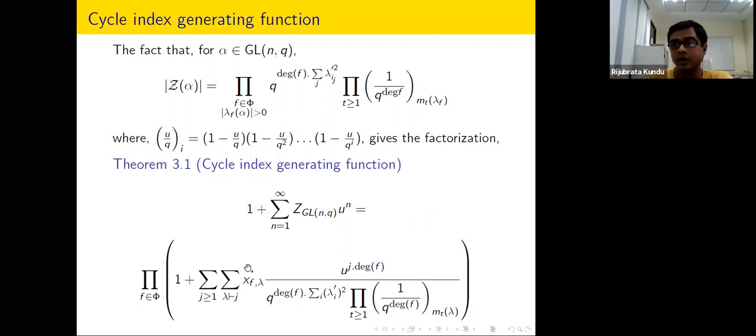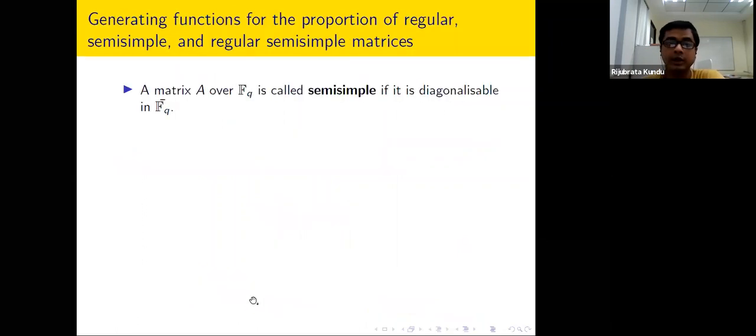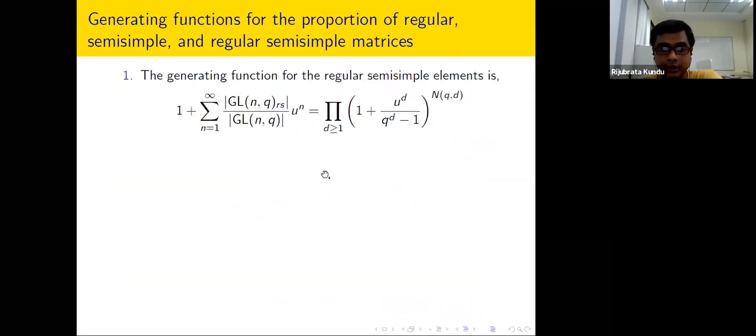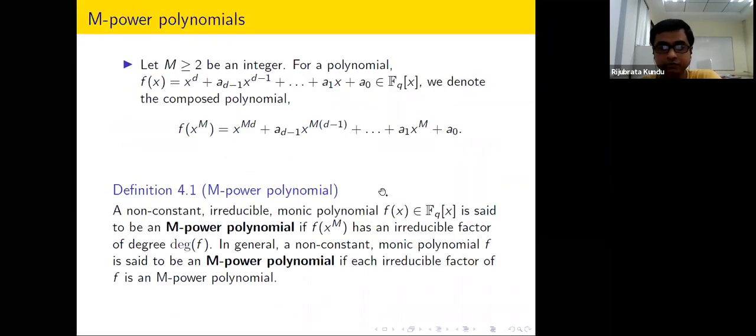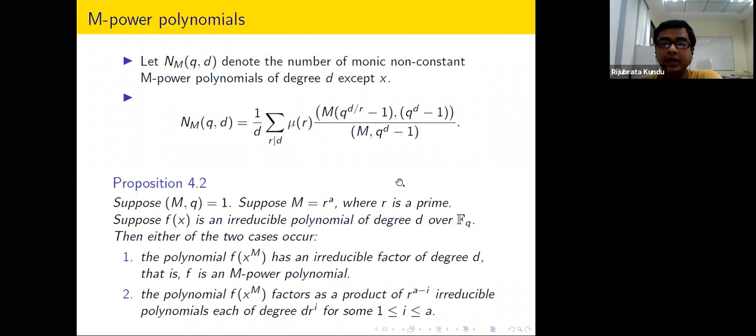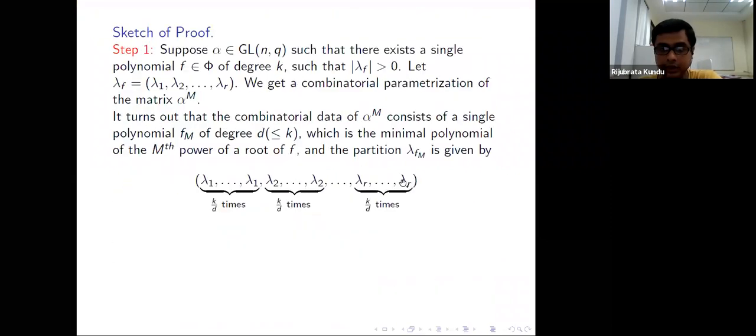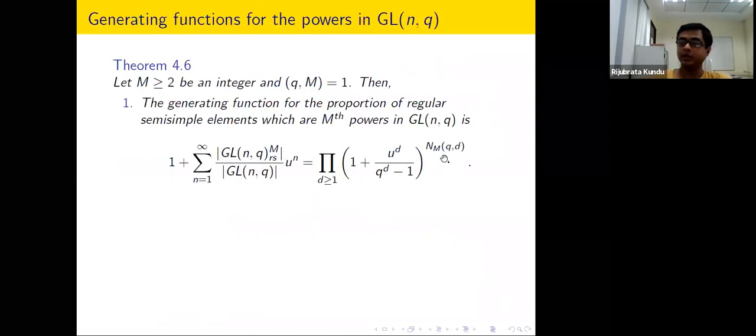So the outer sum will run over only the set of m power polynomials, right? And once again, you club all the m power polynomials of degree d, and by definition you get the term n_{m,q,d}. So therefore, you get that n_{m,q,d} in the power. Here is the n_{m,q,d} in the power.